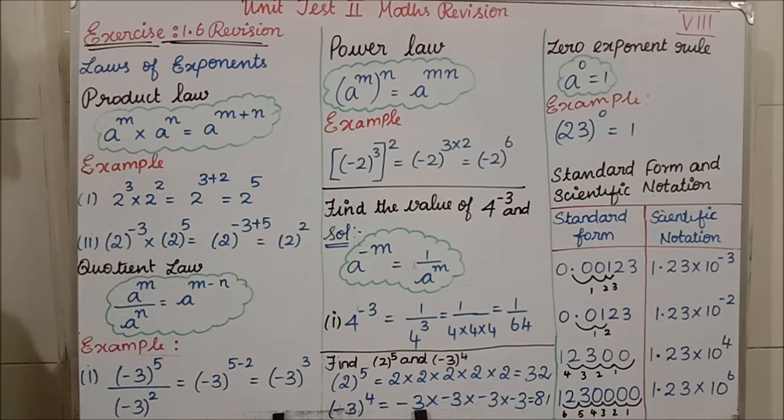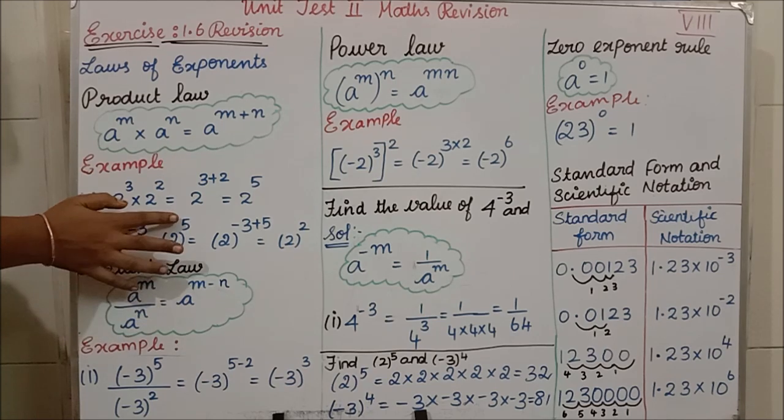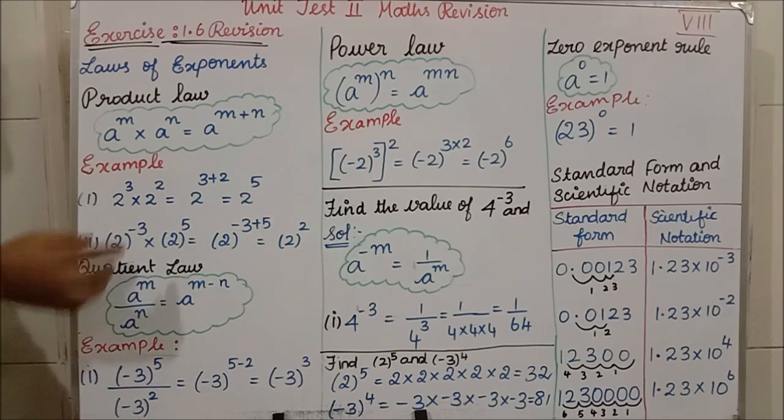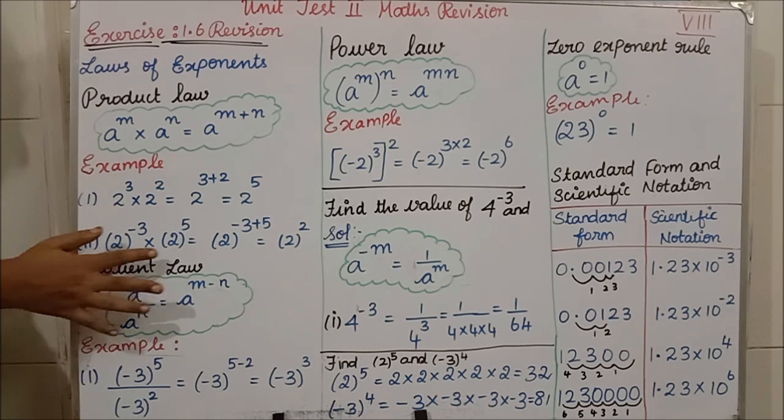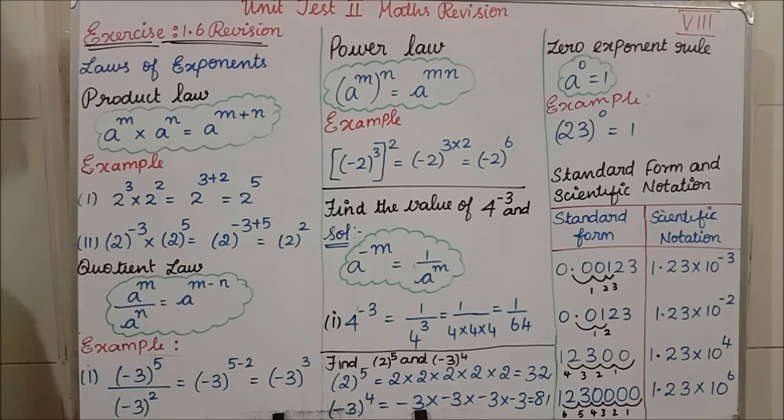The next example you see. Here the power I am having is negative. 2 power minus 3 into 2 power positive 5. But the base is the same only. If the bases are the same, we have to add the powers. That's it. Now both the bases are 2, so I am writing one base, 2.